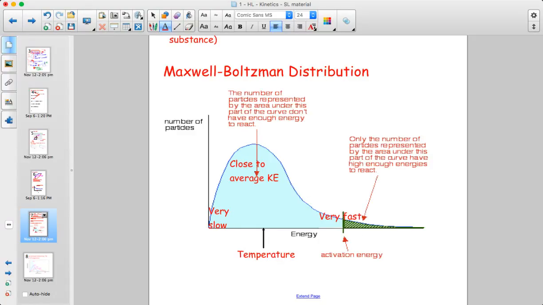And only the particles that are past the activation energy, so if you add in a line that represents the activation energy amount, the sort of hurdle here, right? Only the fast particles, the really fast particles, are the ones that have enough energy to react.